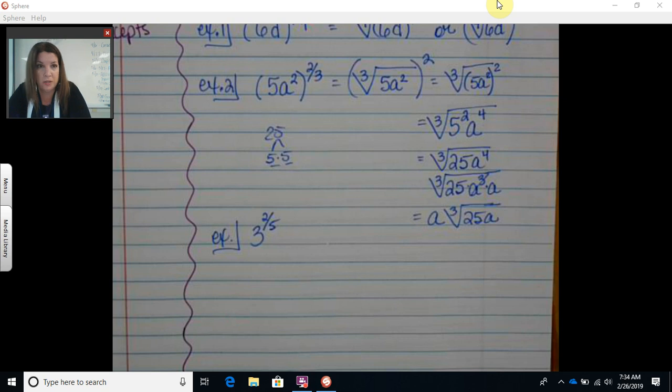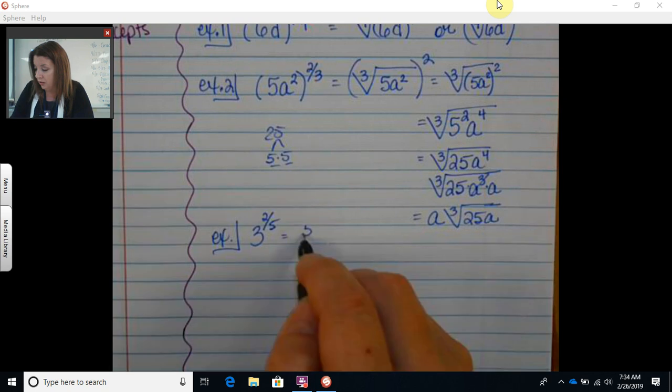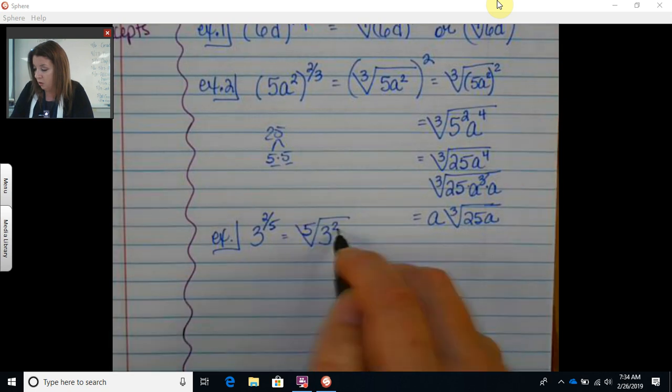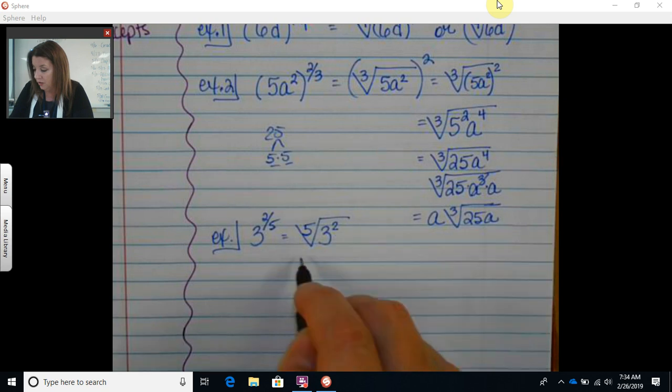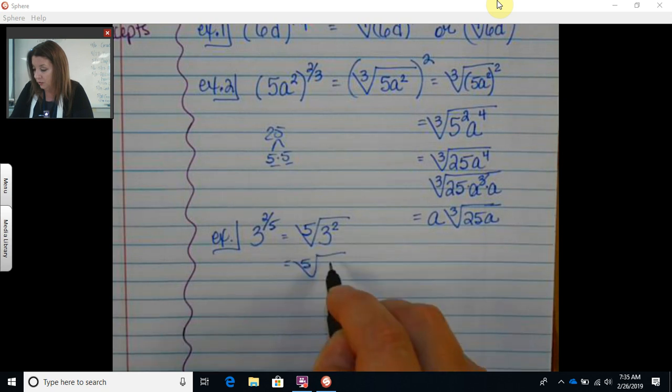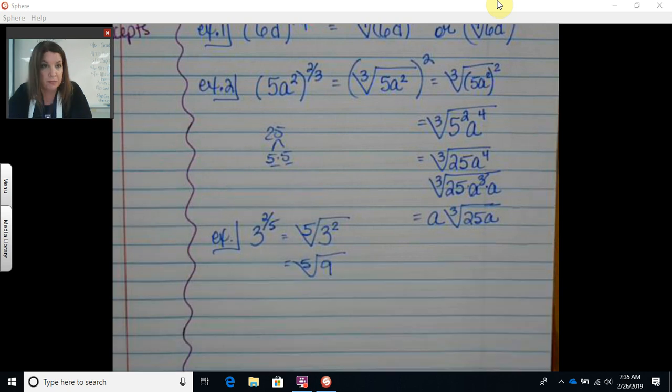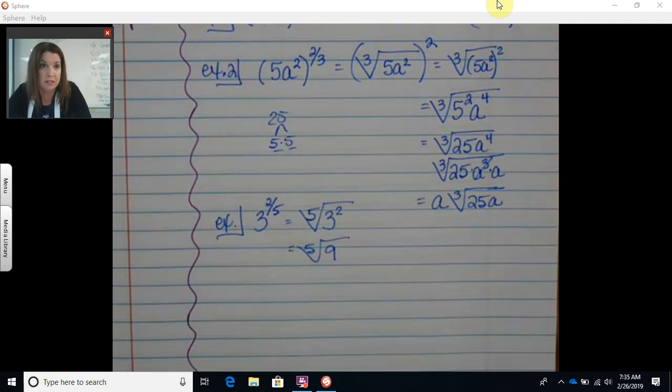What would the index be? 5. So that would be the 5th root of what? 3 squared. Or we know that means the 5th root of 9. Do you think 9 is a perfect fifth? Does it have any perfect fifth factors? No, because its prime factors are 3 times 3. It's a perfect square, but I don't have 5 of anything, right? So that's all I can do. Does everybody understand how to rewrite a rational exponent as a radical? Okay.